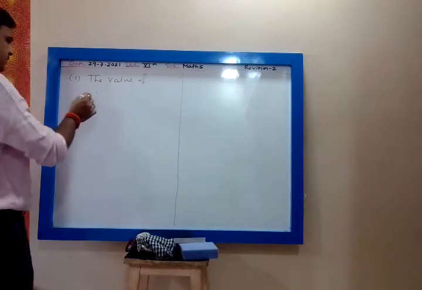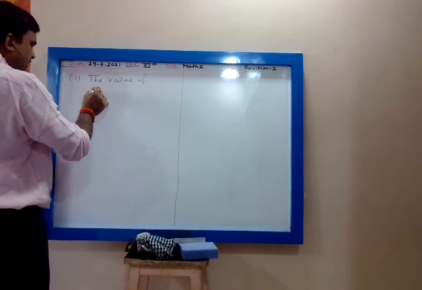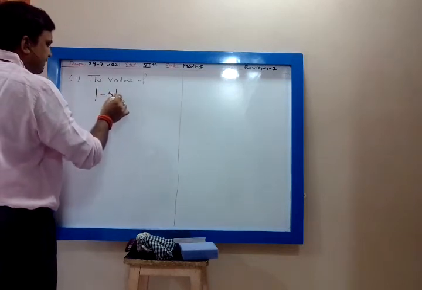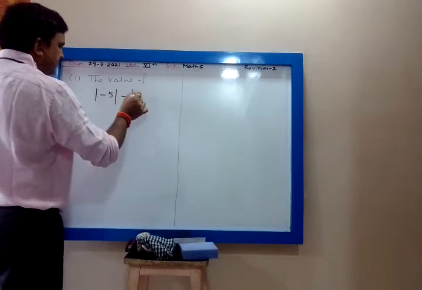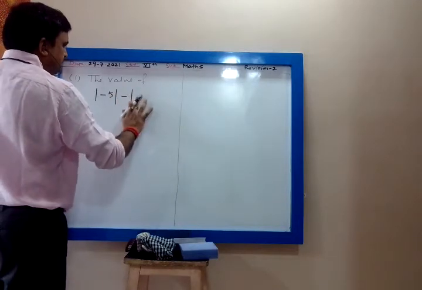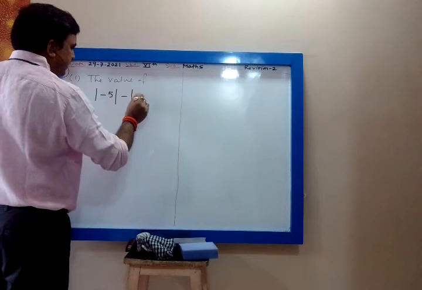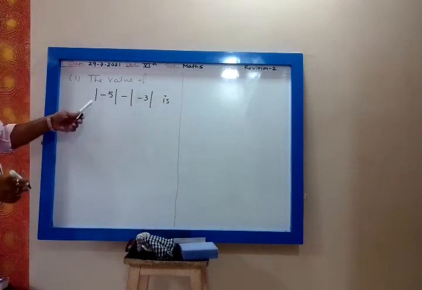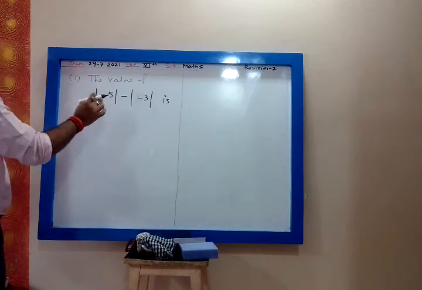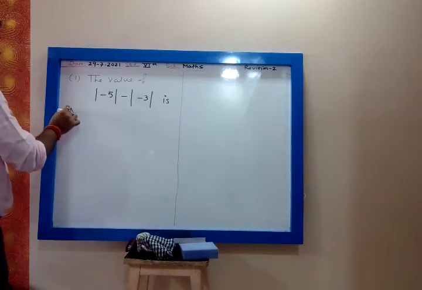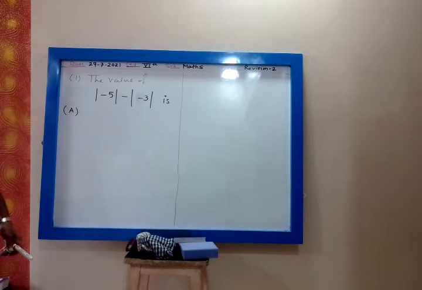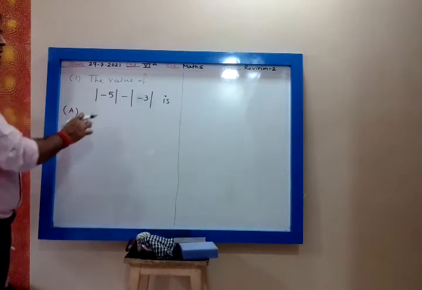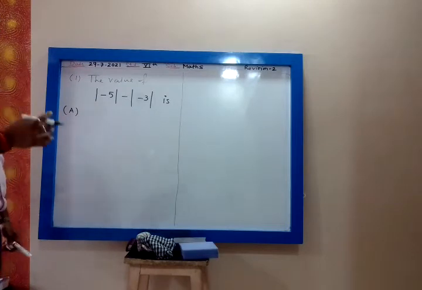The value of mod of -5 minus mod of -3. The value of mod of -5 minus mod of -3 is the option. My dear, is it clear? Absolute value. Whenever you see a vertical bracket, it means it is absolute value.